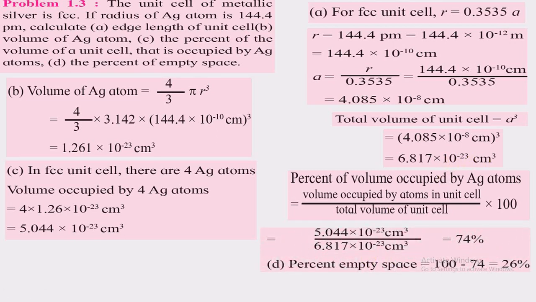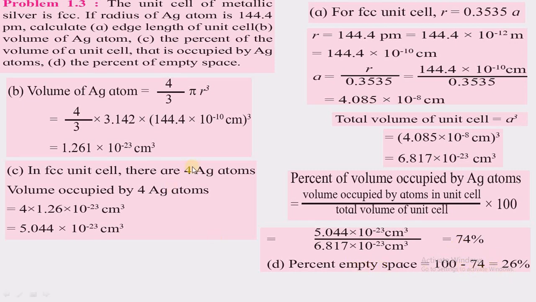If we calculate this, we must get 74%, and in FCC we know we have calculated the empty space is 26% and the space occupied by the particles in FCC is 74%. And by using this problem, we can also prove that in case of FCC 74% of the space of the unit cell is occupied by the particles while 26% is empty space.